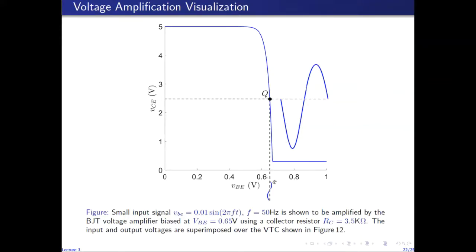We can see that for a small input voltage, we get a large output voltage, which is completely out of phase with respect to the input. As the input rises in the positive direction, the output goes down in the negative direction. It is because of the inverting nature of the amplifier. So we get an amplified version of the input voltage at the output.